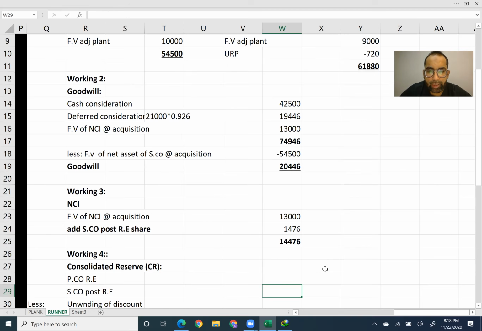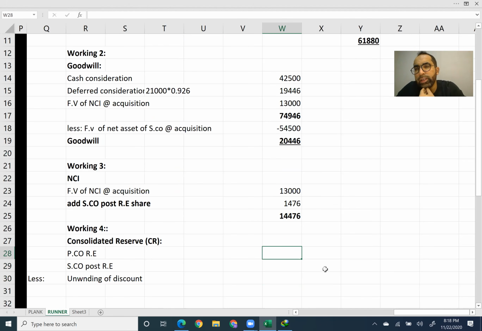Now, consolidated reserve. How do we calculate consolidated reserve? Consolidated retained earning means group retained earning, the combination of both companies' retained earning. First of all, pick out the parent company's retained earning. What's the parent company's retained earning? It is 286,600. Then subsidiary company's post retained earning.